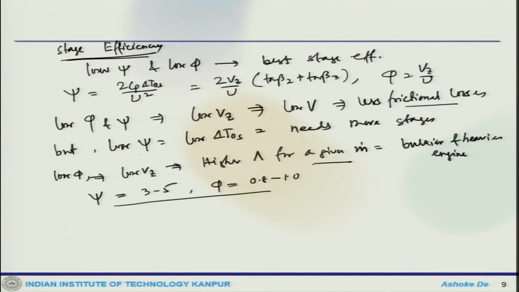Now, we can actually estimate the frictional losses from each stage. Let us look at this previous diagram again in detail, the TS diagram of a stage at mean radius. Okay.